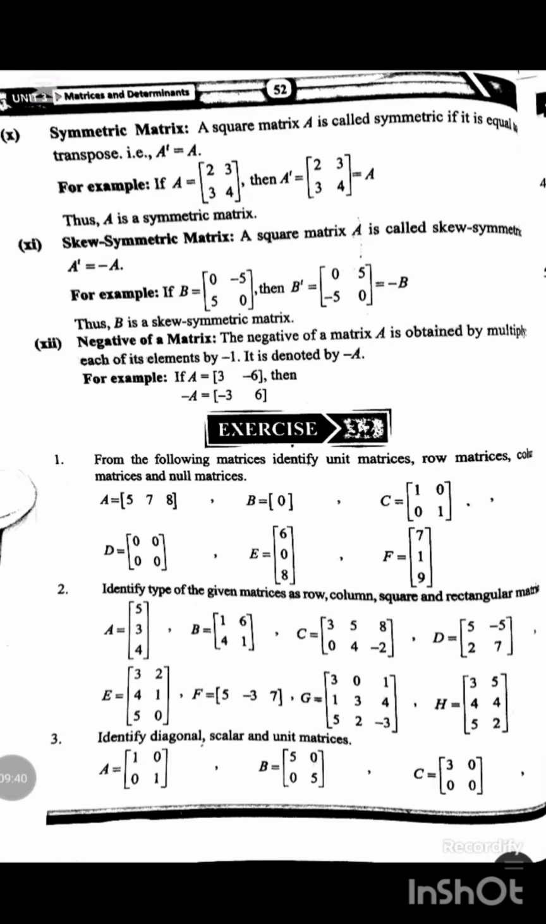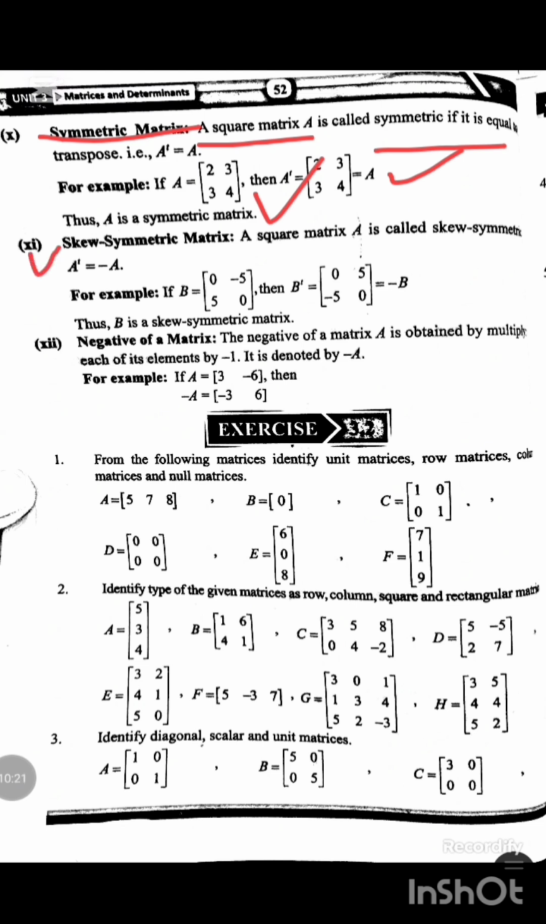Okay girls, next we have symmetric matrix. A square matrix A is called symmetric if it is equal to its transpose. For example, we have matrix A: 2 3 3 4, and then its transpose will be the same, 2 3 3 4. By changing rows into columns there is nothing to change, so that's why its transpose is equal to its original matrix. So we will call this matrix A a symmetric matrix. It means that whenever we have a matrix A and by taking its transpose we don't have any change in the given matrix, we call it a symmetric matrix.